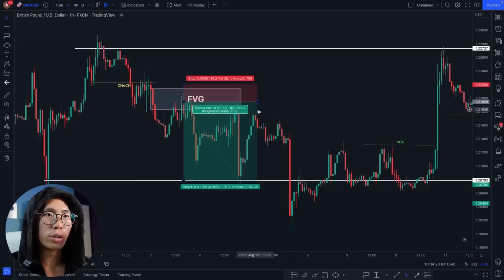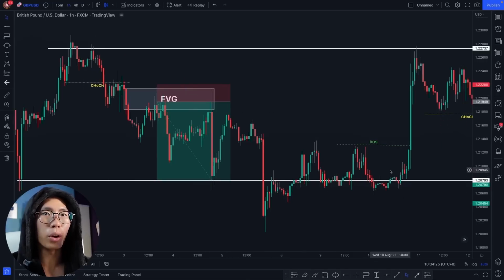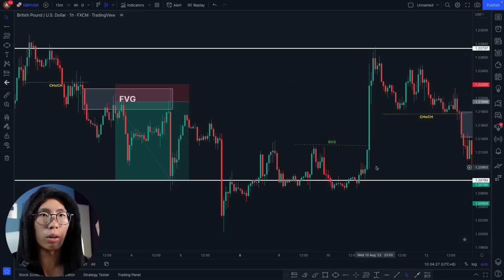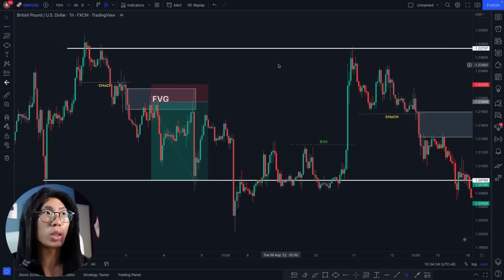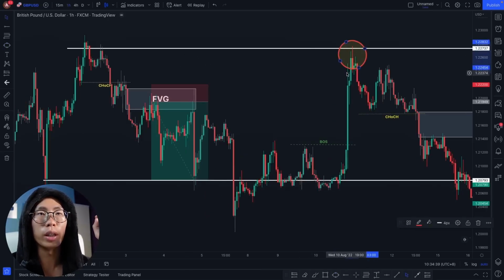So right here, after we close this trade, once again price is at this support area right here, consolidating around this area, and there's a break of structure over here when price broke through the last high right here. And then at this point of time, price went back up to the same resistance area that we have drawn, and it gave us a liquidity grab once again.